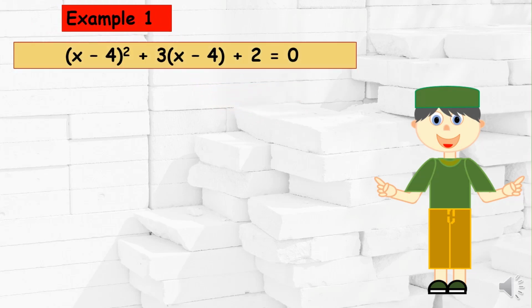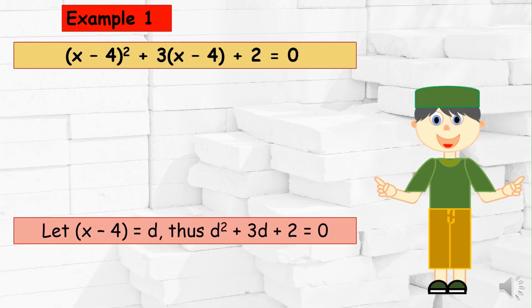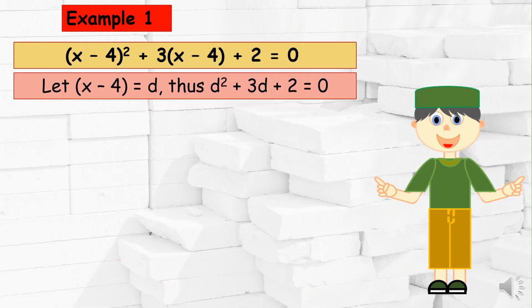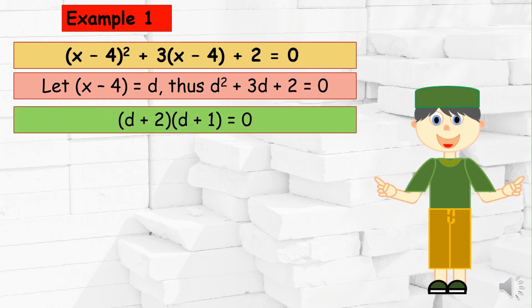Suppose we have (x - 4)² + 3(x - 4) + 2 = 0. First, let x - 4 = d. Thus, d² + 3d + 2 = 0. Solving this quadratic equation by factoring, we have (d + 2)(d + 1) = 0.